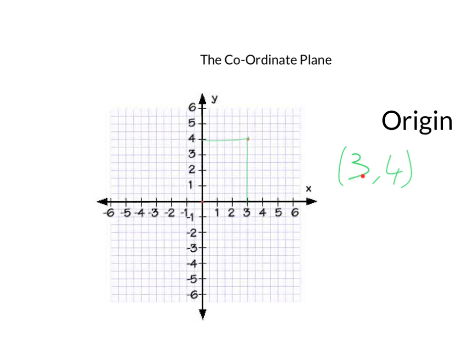The x-axis always comes first, the y-axis always comes second. The reason for this is we don't need to say it's 3 on the x and it's 4 on the y. If we always do x and then y, then we'll never have to explain which one is which.